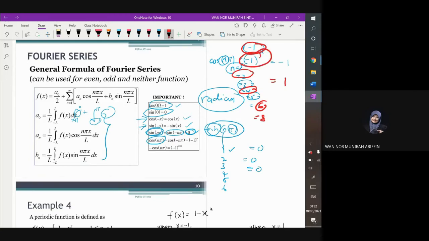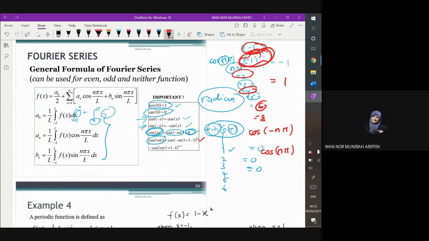Okay. So, if you have cos negative n pi, we know that cos of a negative is always positive. So, you will have cos n pi. So, what is cos n pi? Still the same. Cos n pi is negative 1 to the power of n. The same thing.